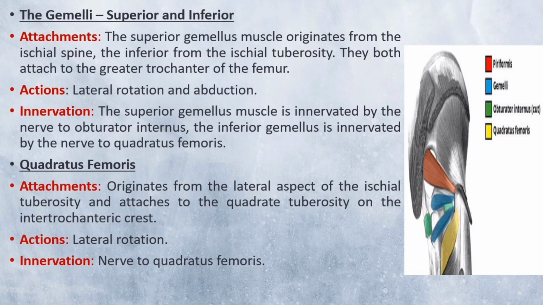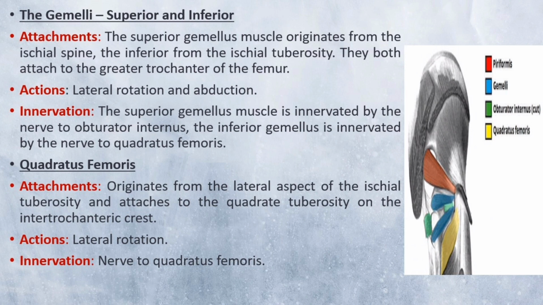The gemelli, superior and inferior. The gemelli are two narrow and triangular muscles. They are separated by the obturator internus tendon. Attachments. The superior gemellus muscle originates from the ischial spine, the inferior from the ischial tuberosity. They both attach to the greater trochanter of the femur. Actions. Lateral rotation and abduction. Innervation. The superior gemellus muscle is innervated by the nerve to obturator internus, the inferior gemellus is innervated by the nerve to quadratus femoris.